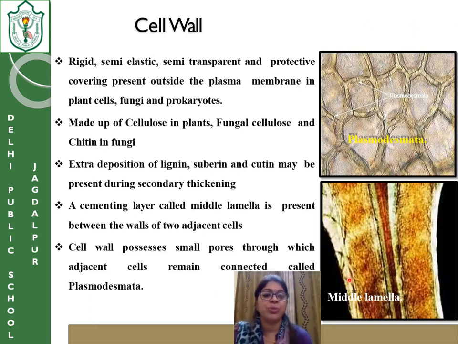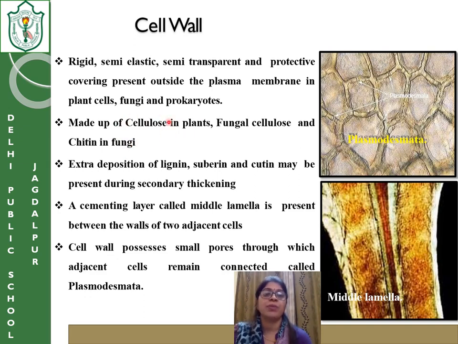Just to give you a brief of it, what is the meaning of cell wall? A rigid, semi-elastic, semi-transparent and protective covering present outside the plasma membrane in the plant cells, fungus and prokaryotes. Prokaryotes are those cells which are called primitive cells, in which the nucleus is not completely formed. So the cell wall is generally found in the plant cell, fungus and prokaryotes, and it lies after the cell membrane. But in each of the organisms, the component of the cell wall is different.